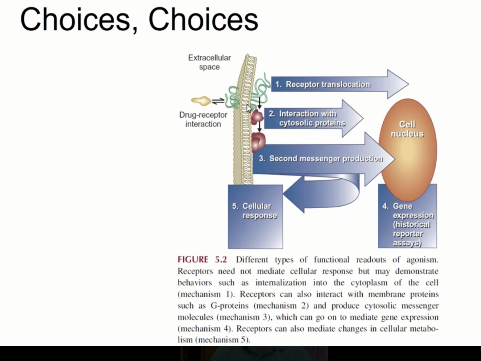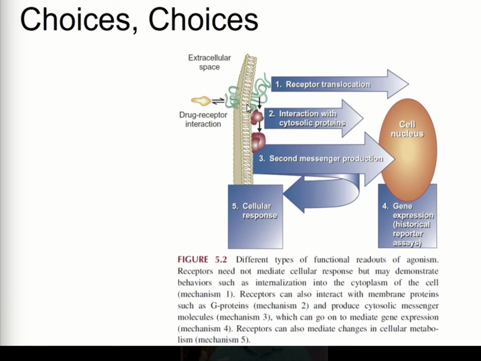We can look at the interaction of that receptor with other proteins. Think about our G protein coupled receptor. The receptor is sitting here on the membrane, but when it becomes activated, the G protein binds to it. And so we can measure the binding of that cytosolic G protein to the receptor. When that happens, we tend to produce other signaling molecules like cyclic AMP, and we'll see that in a little bit. Those are called second messengers. They're going to transmit the signal a little bit further down the line. And so we can measure second messenger production.